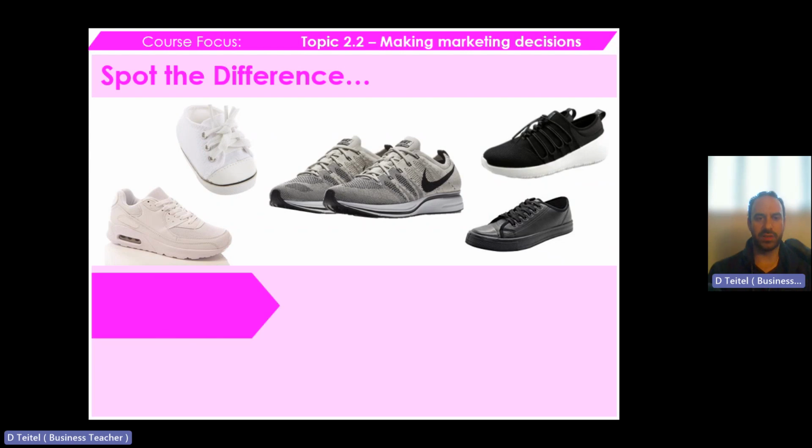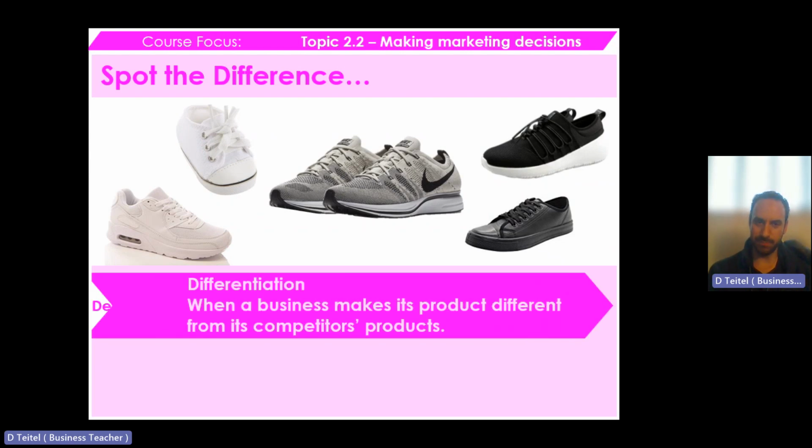Okay, so here we've got the term differentiation. This is when a business makes its product different from its competitors' products. So when we talk about how businesses can compete, they can compete with differentiation. In this example, you've got all these shoes, but it's about what makes your shoe more unique that's going to make people want yours.